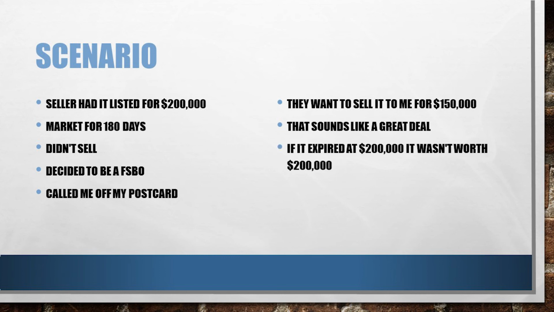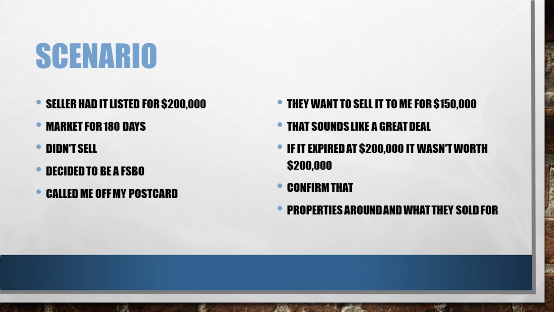If it expired at $200,000, it wasn't worth $200,000. No one wanted it at $200,000. So I need to confirm that and then look at other properties around it and what they sold for. Maybe it was only worth $160,000, and now the $150,000 that they want for it doesn't qualify them to have me go out and knock on their door and say hello, because I have way too many things to do. Talk to sellers that don't want to sell. They're unreasonable. So the CMA is going to be pretty good.